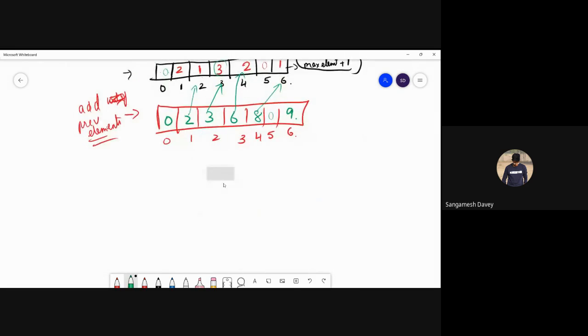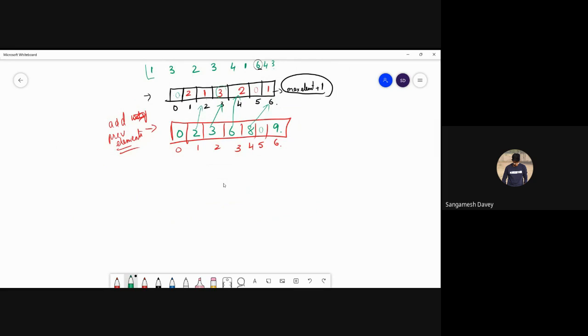Next one. What is the size of the initial array? 1, 2, 3, 4, 5, 6, 7, 8. Initial array is 8, right?